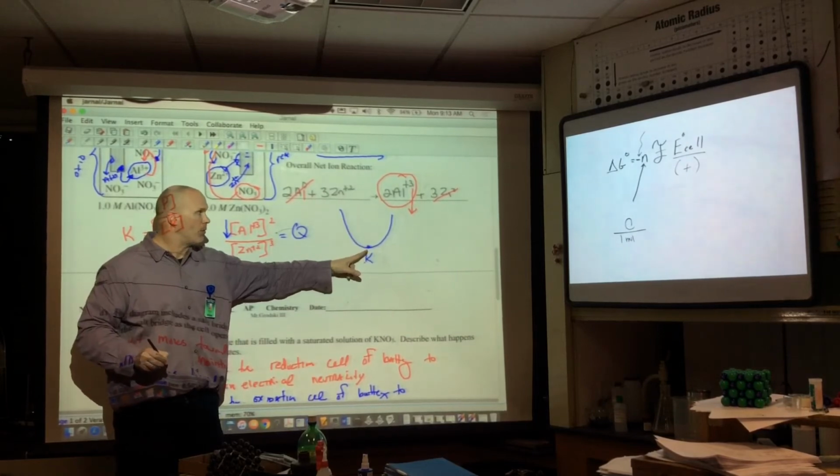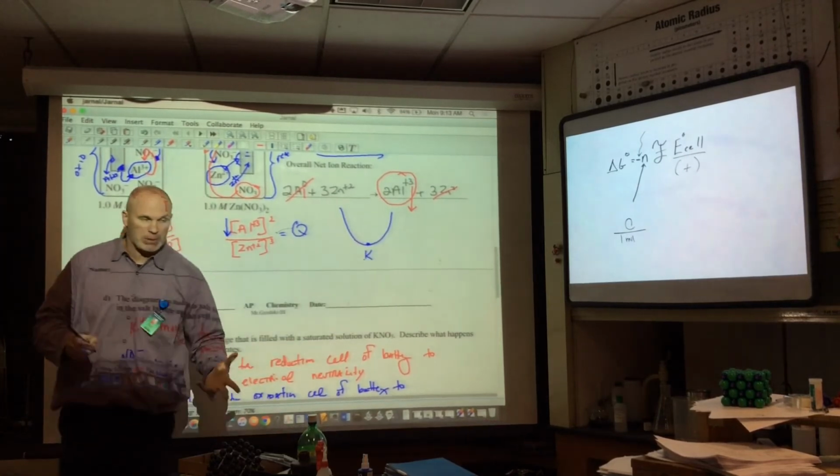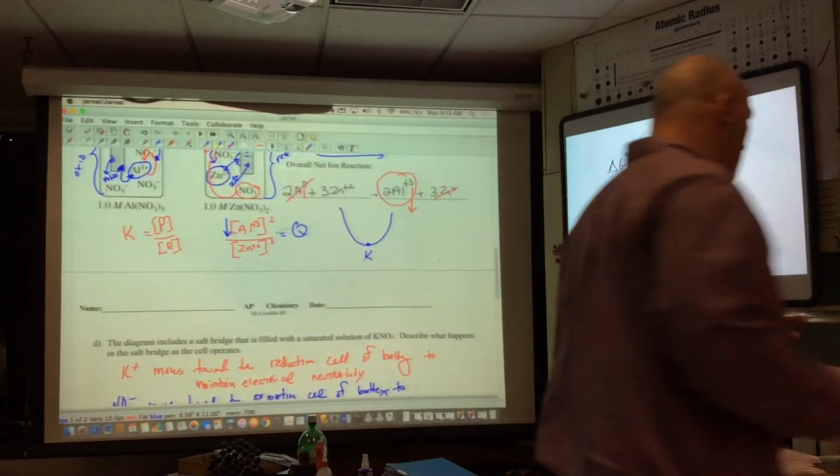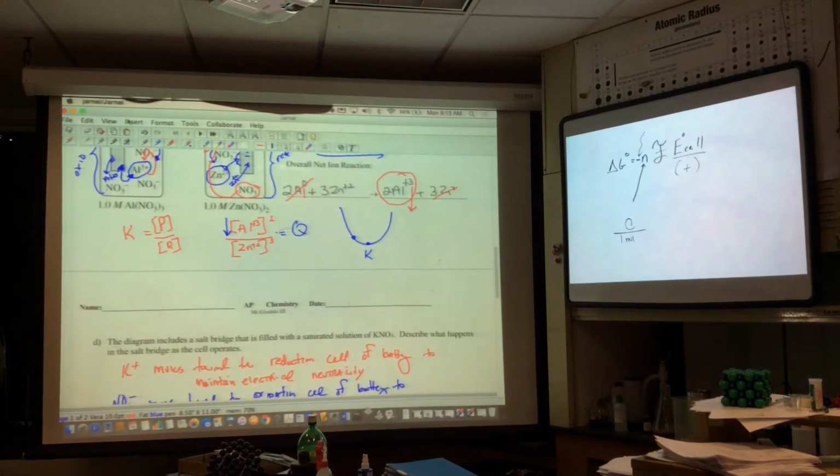So by making Q smaller, I'm pushing this position. The position was definitely here if it's running, so let's pretend it's here. By lowering aluminum plus 3, I'm now here. So the delta G of the forward reaction has increased in non-spontaneous conditions, meaning we are more what? Spontaneous in the forward direction.